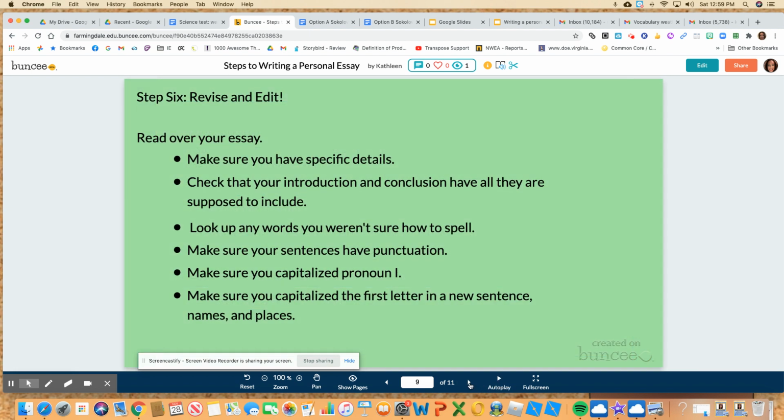And then your last step is to revise and edit. So you read over your essay, you read over everything you wrote, and you make sure you have specific details. Check that your introduction and conclusion have all that they're supposed to have. Does your introduction have a hook? Does your conclusion have a wrap it up sentence? You want to make sure you have all those things. Then any word you didn't know how to spell, you can look up. Make sure you have punctuation. Make sure you capitalize the pronoun I, and make sure you capitalize the first letter in a new sentence, and for names and places as well.